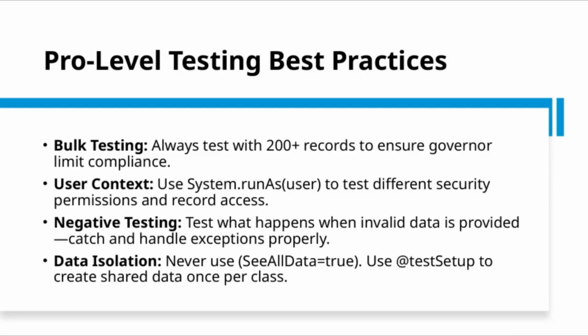When we talk about bulk testing, it's crucial to work with at least 200 records. This helps us stay within governor limits and catch performance issues early. Next, testing under different user contexts is key. Using System.runAs lets us mimic various security permissions and access levels. Negative testing is just as important. We want to see how the system handles invalid data, making sure exceptions are caught and managed cleanly. Finally, always avoid SeeAllData=true. Instead, use @TestSetup to create shared data once per class. These are pro-level testing best practices that keep our code solid.